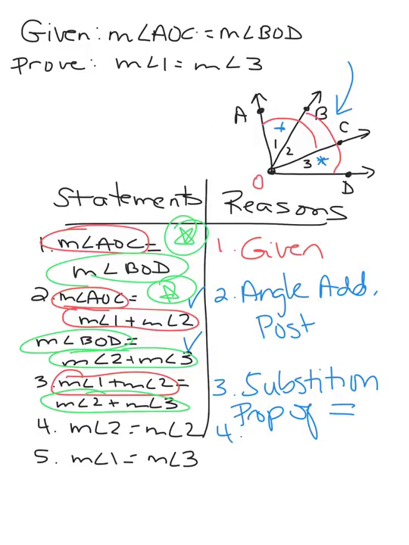Step number 4, there's my measure of angle 2 equals measure of angle 2, which we knew we were going to have to say if you go back to our diagram. We knew we were going to need that piece. And that's always an easy one. We like that one when it shows up in our proof. That's reflexive, property of equality.